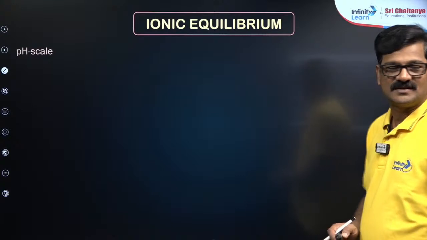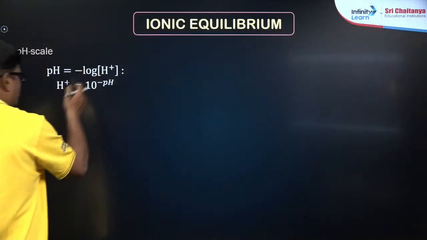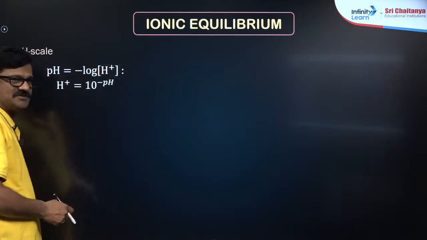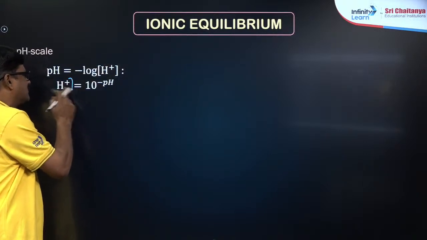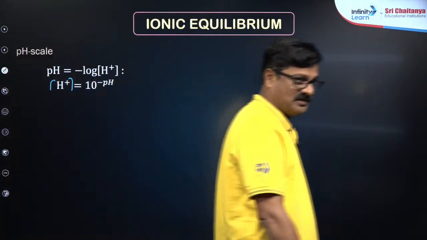Now pH scale. pH is equal to negative logarithm to the base 10 of H plus ion concentration, and H plus ion concentration is equal to 10 to the power of minus pH.